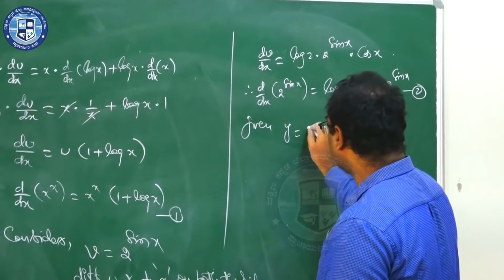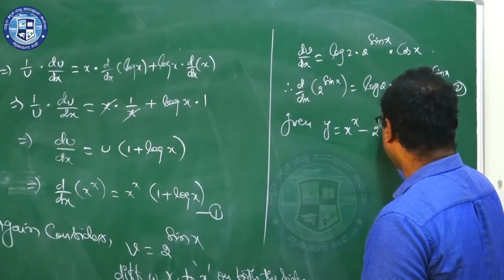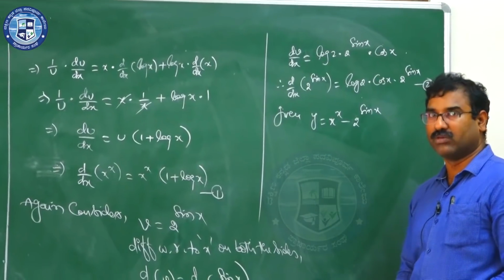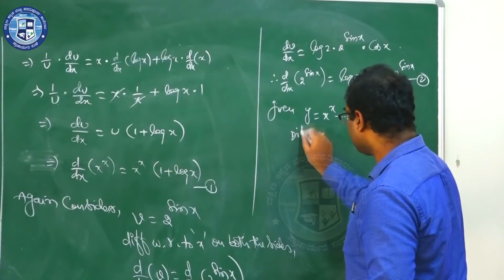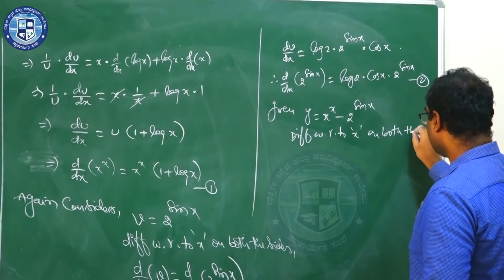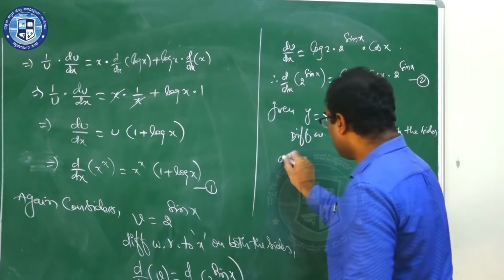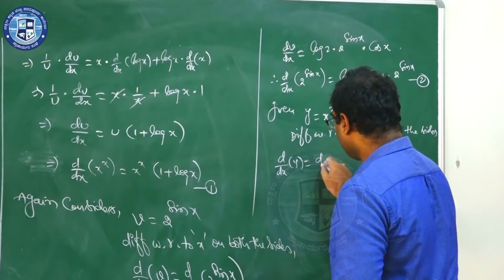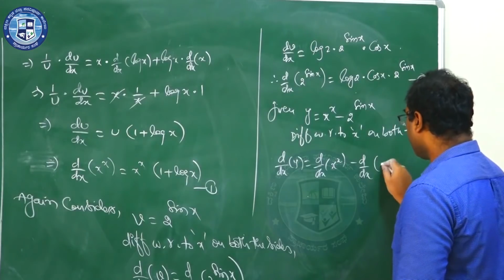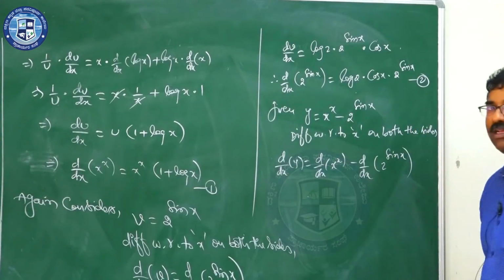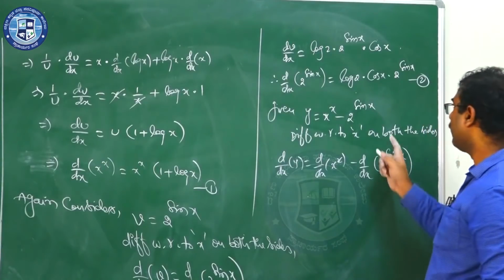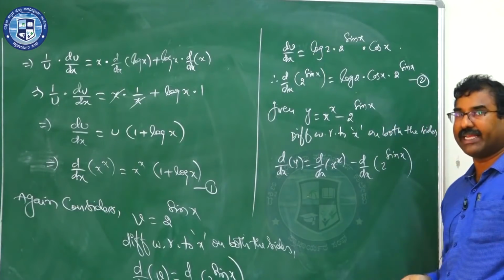The given thing is y is equal to x power x minus 2 power sin x. Now, you differentiate with respect to x on both sides. What happens? d by dx of y is equal to d by dx of x power x minus d by dx of 2 power sin x, right? Individual terms are applied. You already got d by dx of x power x value from 1 and d by dx of 2 power sin x value from 2. We just substitute here so that we will get dy by dx.